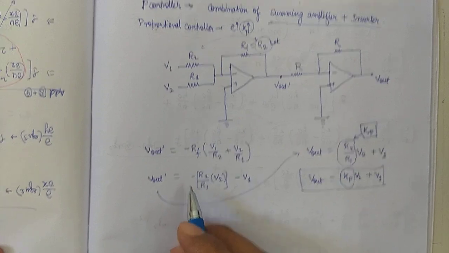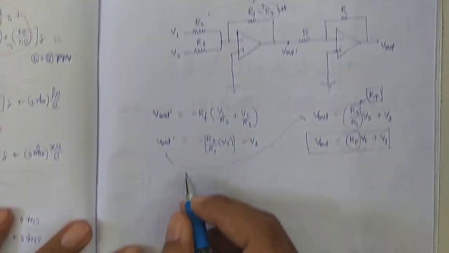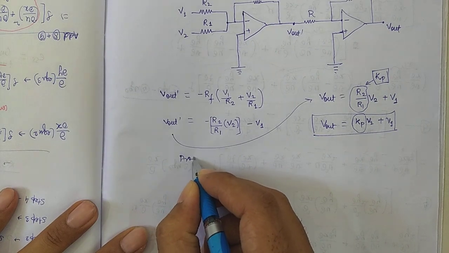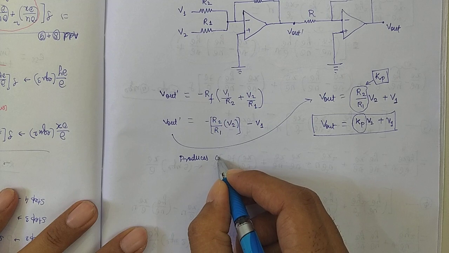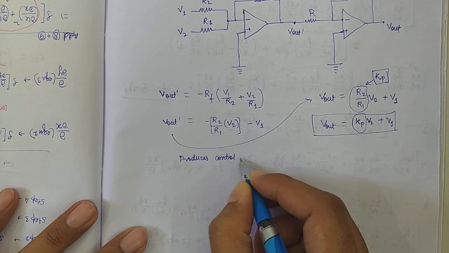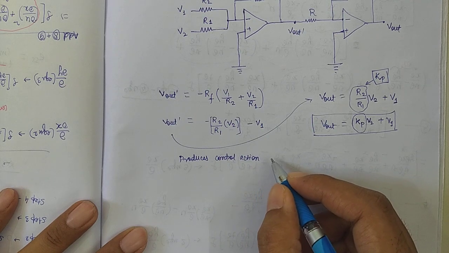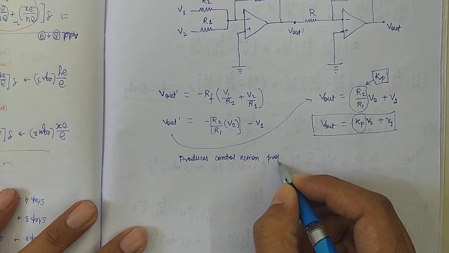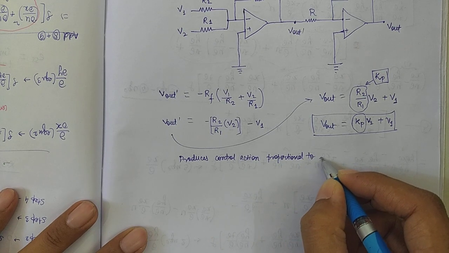So the idea behind this proportional controller is it produces control action proportional to the error.